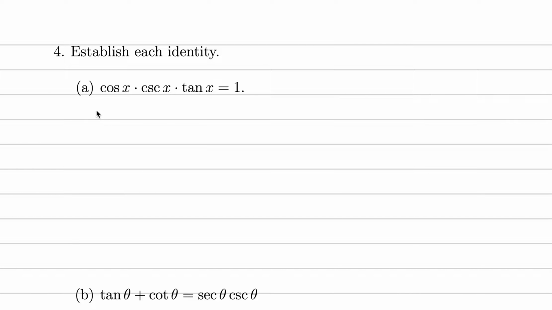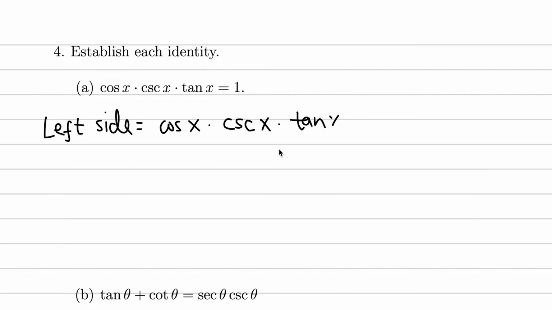Identity. So in these questions we start from one side, always from the more complicated side, and simplify, just manipulate using the formulas and get to the other side, the simpler side, and a lot of times that happens to be the right hand side. So here we say left side: cosine of x times cosecant of x times tangent of x.